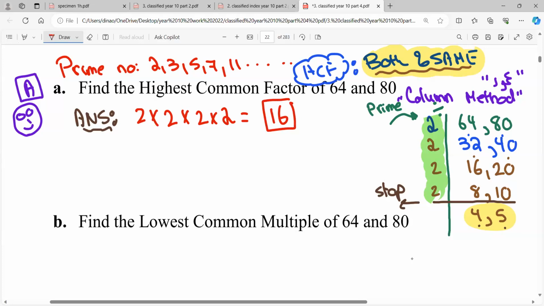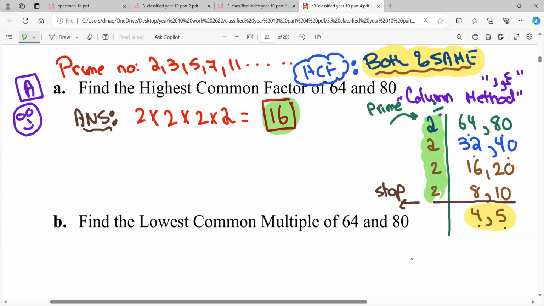ولو عايزين يا جماعة تفهموا يعني إيه highest common factor؟ highest common factor يعني إيه أعلى رقم I can divide the 64 and the 80 by. What is the highest number I can divide these two values by? So here goes your highest common factor. And remember that your answer must be a number like this. لازم الإجابة كده تبقى رقم في الآخر.